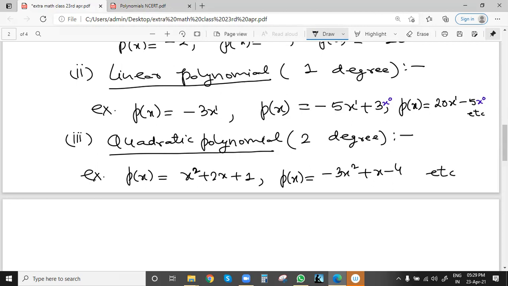Here you can say 2, here also 2, because other powers of x are also there. Here the 1 means 1 into 1, that is x to the power 0, and here also minus 4 means minus 4 into 1, that is x to the power 0. But the maximum power of x will be 2. So we have a quadratic polynomial. Say in a quadratic polynomial, degree will be 2. Degree means the maximum power of x.